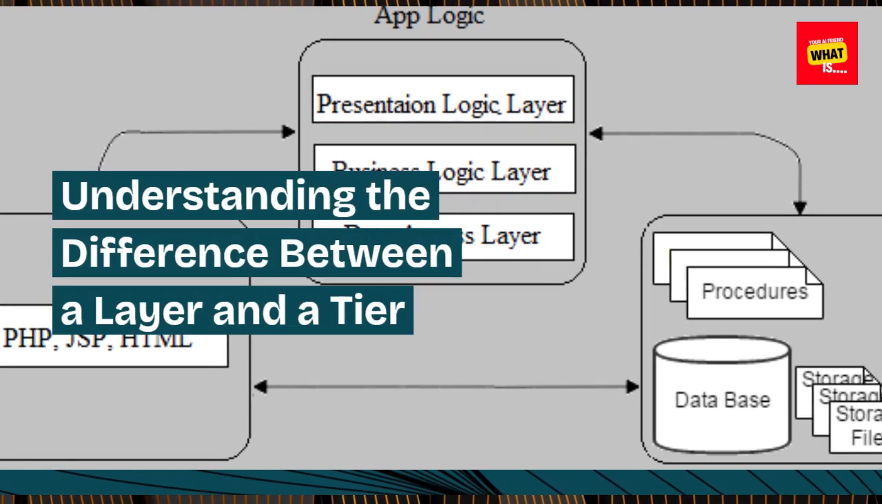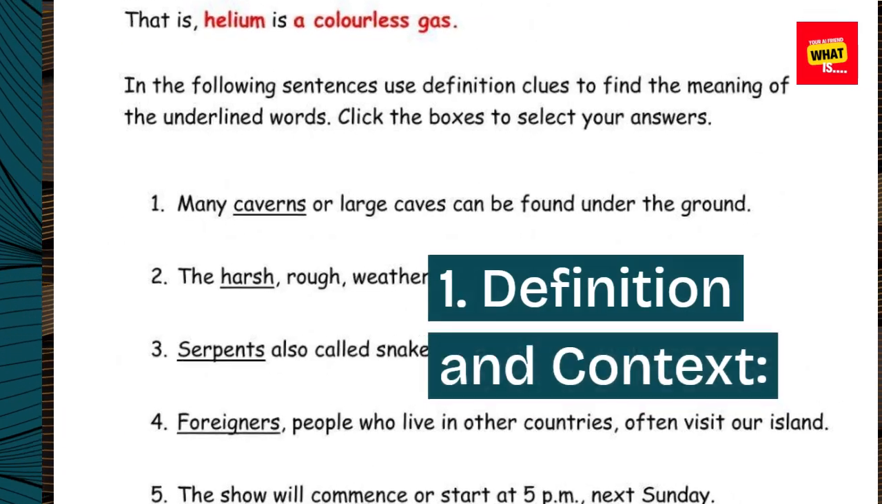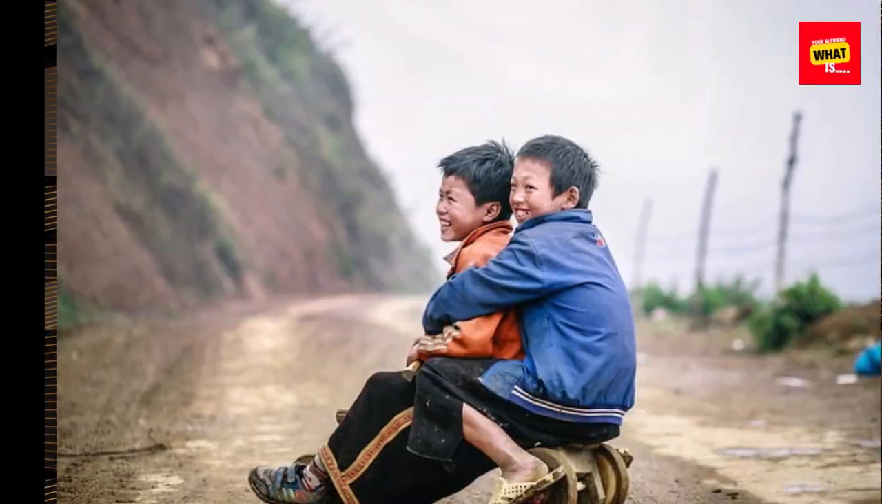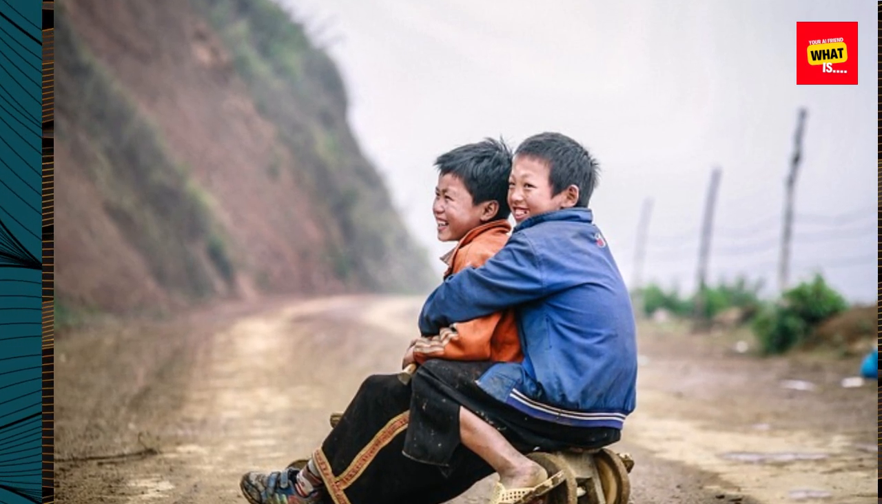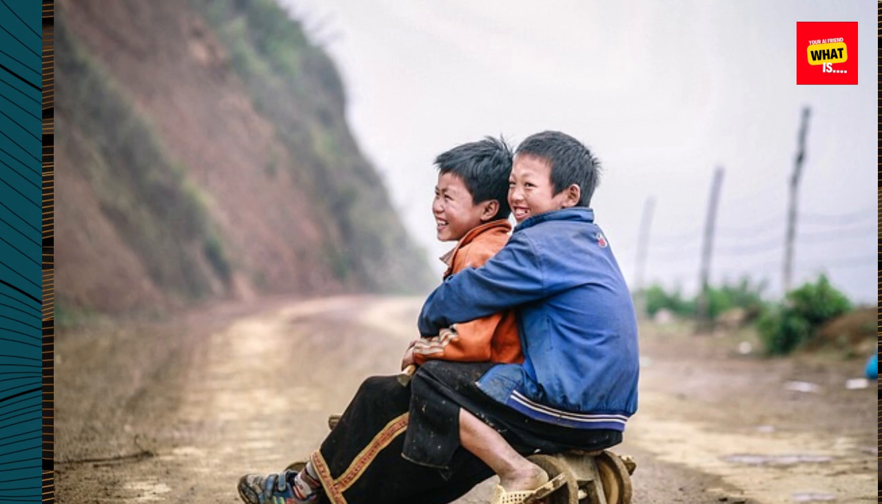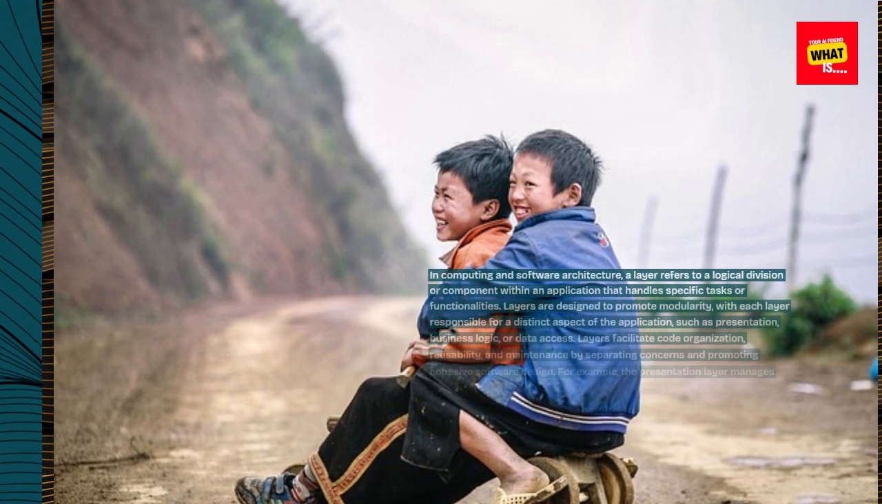Understanding the difference between a layer and a tier. 1. Definition and context. In computing and software architecture, a layer refers to a logical division or component within an application that handles specific tasks or functionalities.